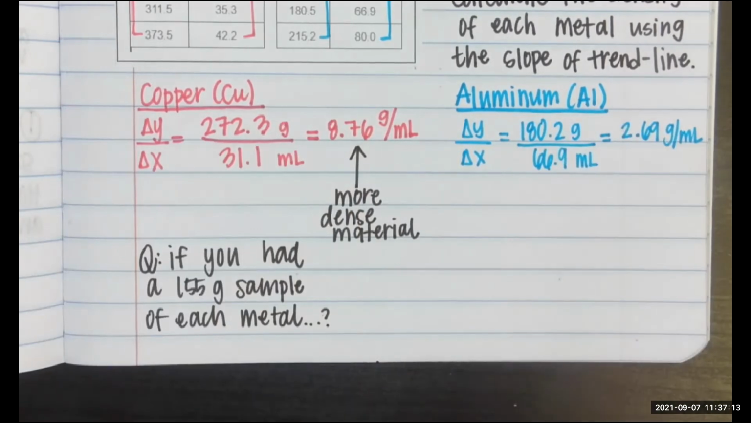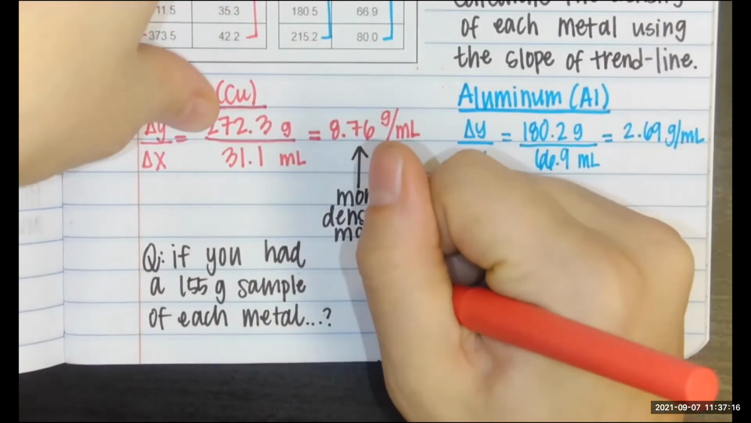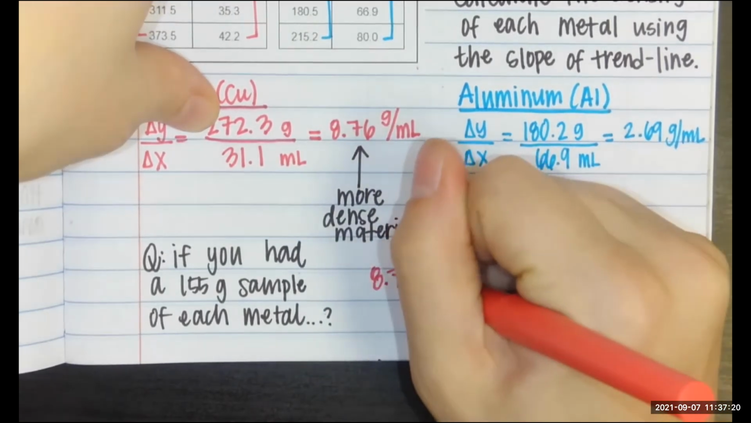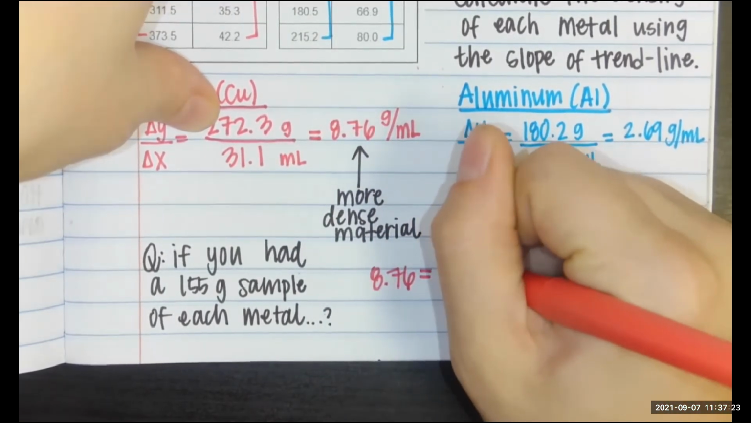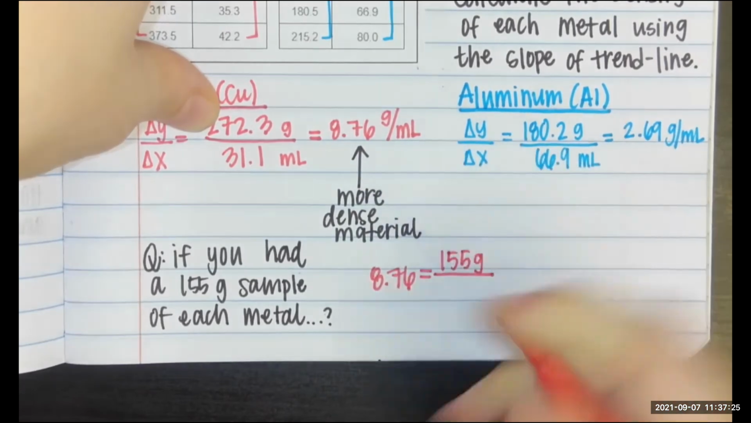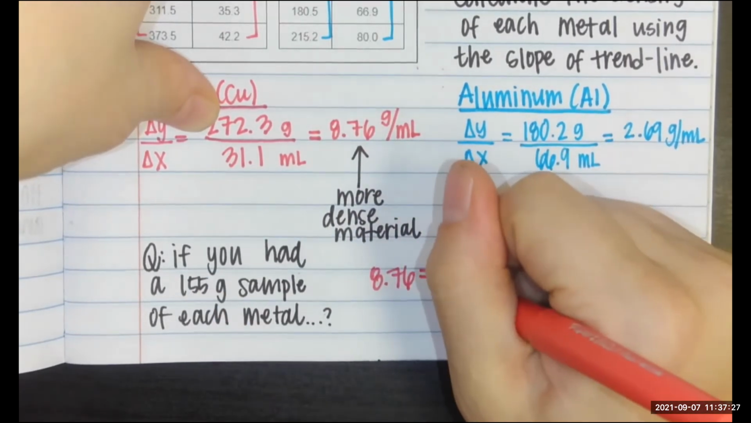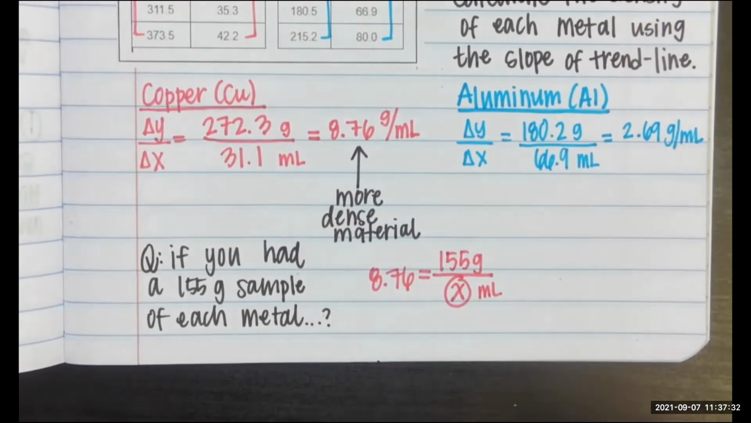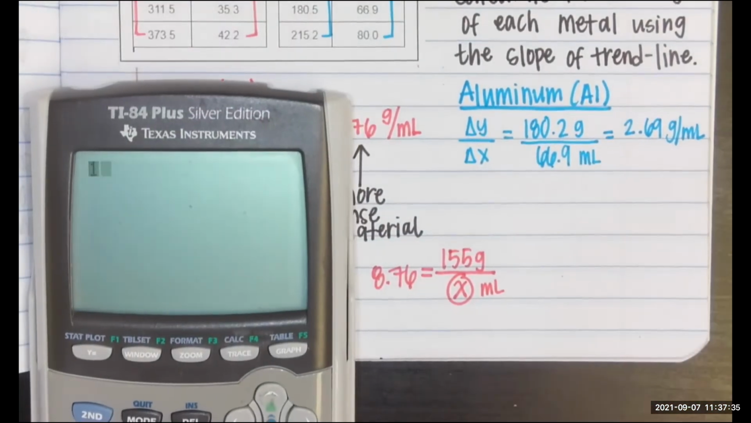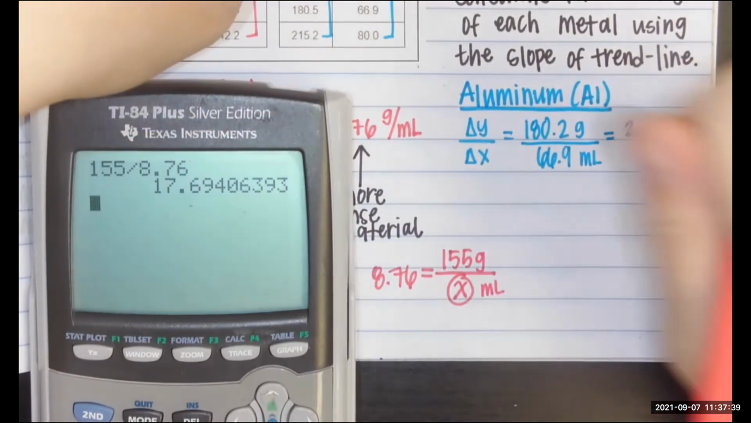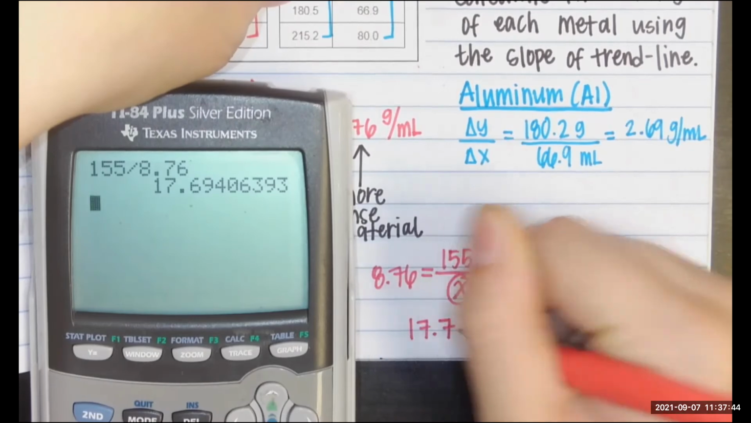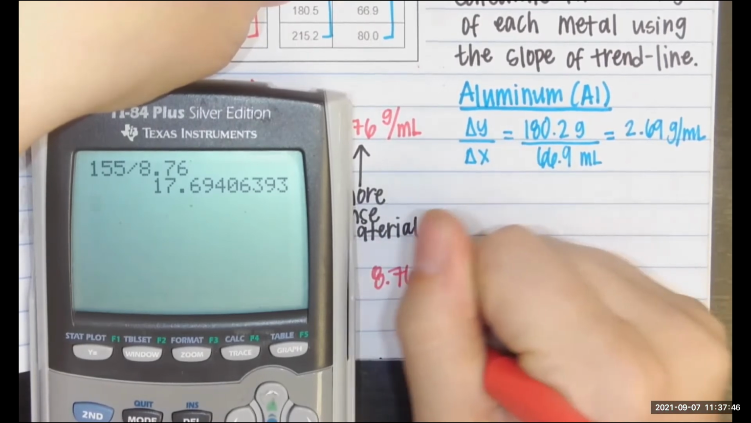So we know that for copper, the density is 8.76, and that equals the mass divided by the volume. So if my mass is 155, solve for x to figure out the volume. So my copper scoop that weighs 155 is going to take up about 17.7 milliliters of space.